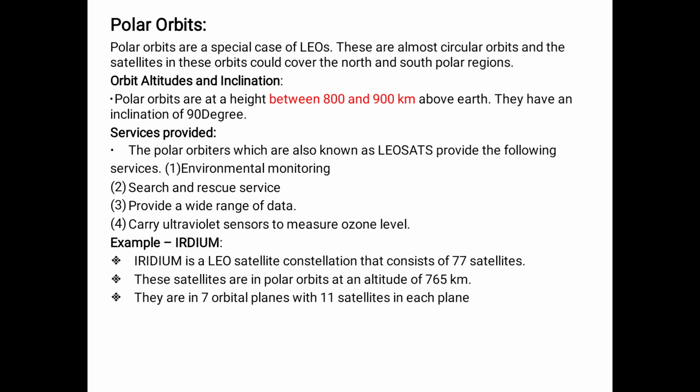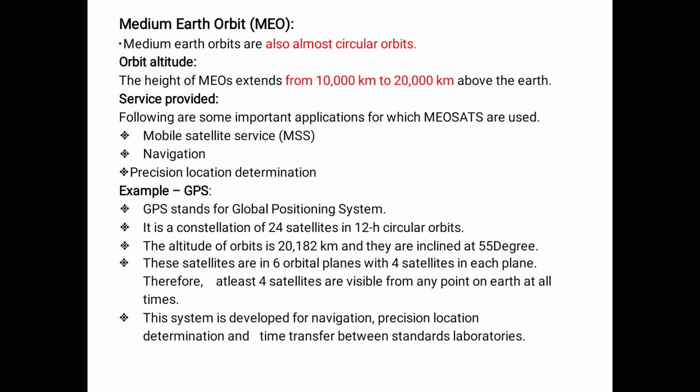Example: Iridium is a LEO satellite constellation that consists of 77 satellites. These satellites are in polar orbit at an altitude of 765 kilometers. They are in 7 orbital planes with 11 satellites in each plane.